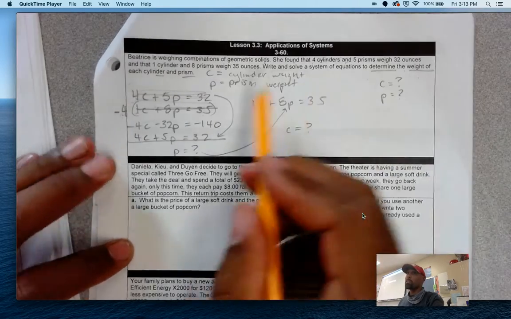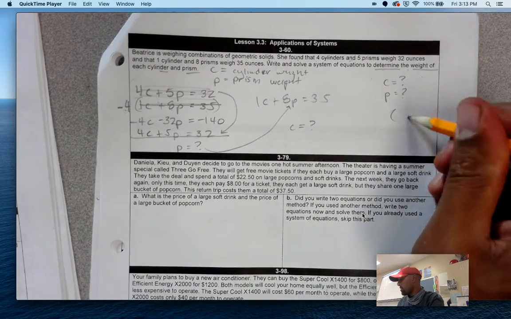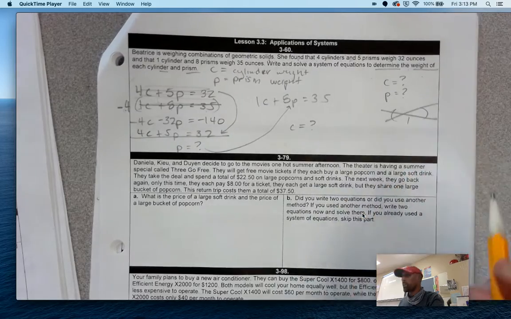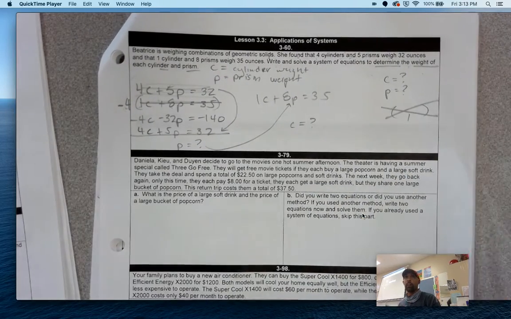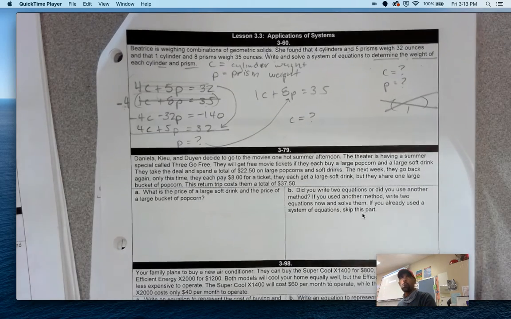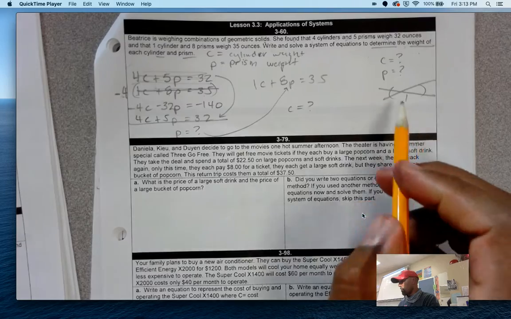Now when you're talking about these real life situations, you don't need to write a coordinate like that. That's only if it's just a system of equations with X and Y, and there's no details as far as what we're talking about. So just leave it like that, and that'll be your answer.